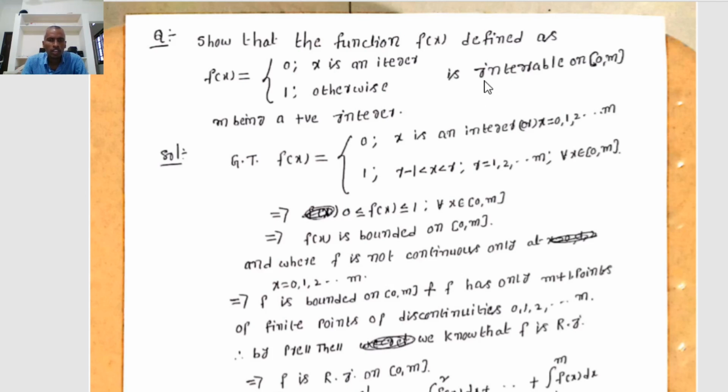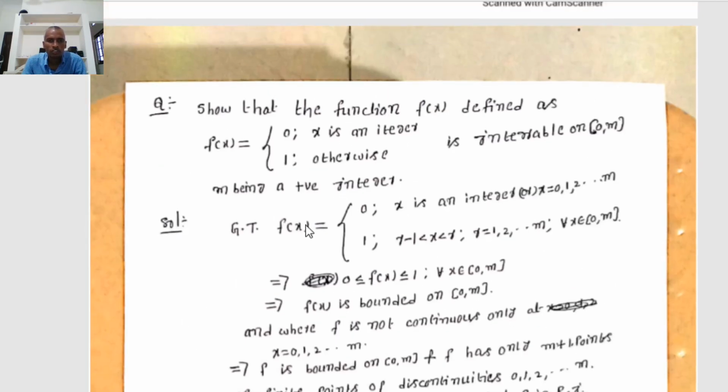Therefore, we have to verify whether the function f of x is Riemann integrable or not on the closed interval 0 to m, that is m equal to 1 or 2 or 3 or 4 and so on, where the function f of x is defined on the closed interval 0, 1. Suppose we now let m equal to 1.